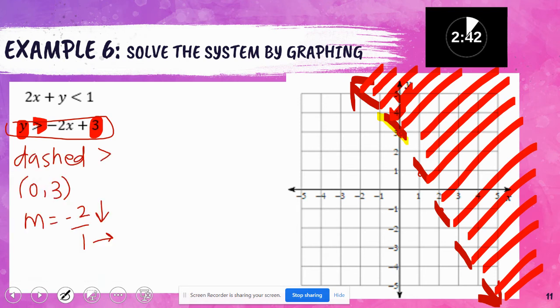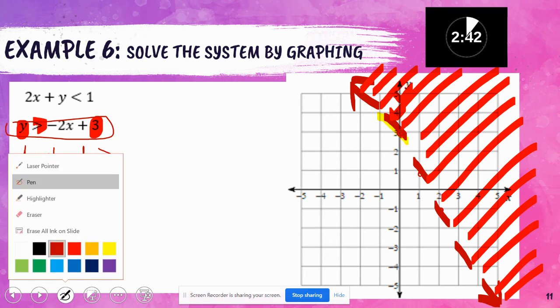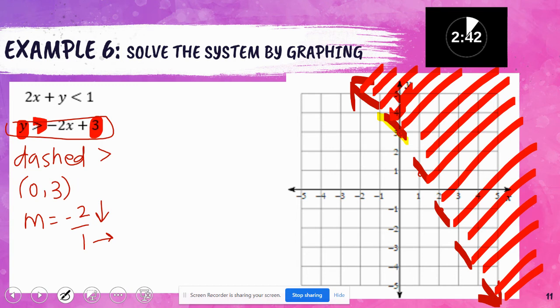The second one, I'm feeling a little crazy. I'm going to use the color purple, all right? 2x plus y is greater than 1. I can subtract 2x from both sides, and I will end up with y is less than negative 2x plus 1. Here, we know that we're going to have a dashed line as well.